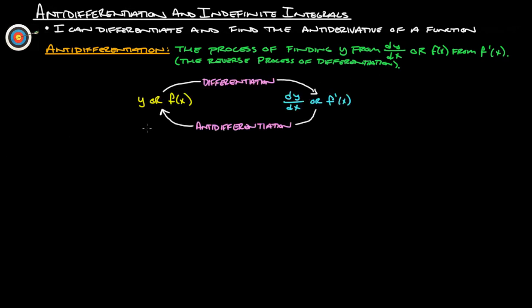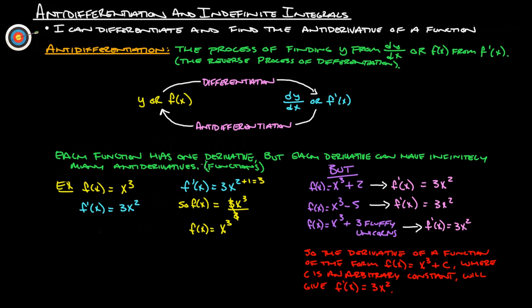So with that, if you have a function and you differentiate it, you take the derivative, you end up with this, right? dy over dx or f prime of x. And then if you have this and you want to go back to find the original function, that's called antidifferentiation, right? And that gets you back to this. It's kind of this little loop for the most part. Each function has one derivative, but each derivative can have infinitely many antiderivative functions. Let me show you what I mean by that.